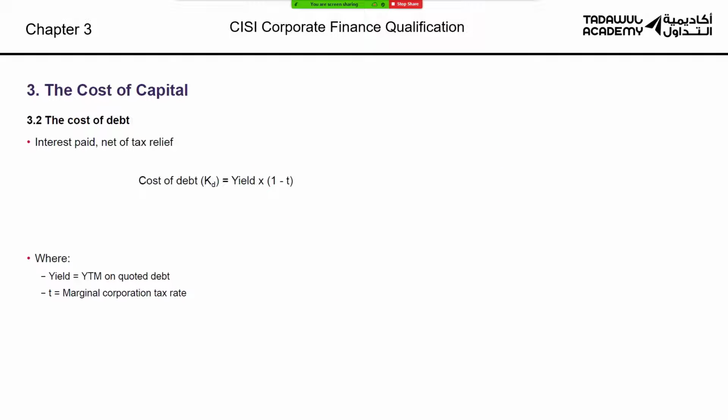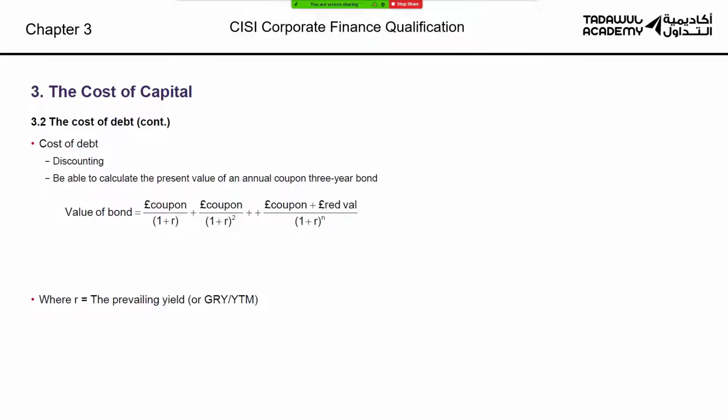Let's continue. So we looked at the cost of debt, and we said it is the interest paid net of tax relief. The yield on the debt, usually the gross redemption yield, considering the effect of tax on it. We've already covered this. Let's move on to cost of debt and to the pricing of a bond.